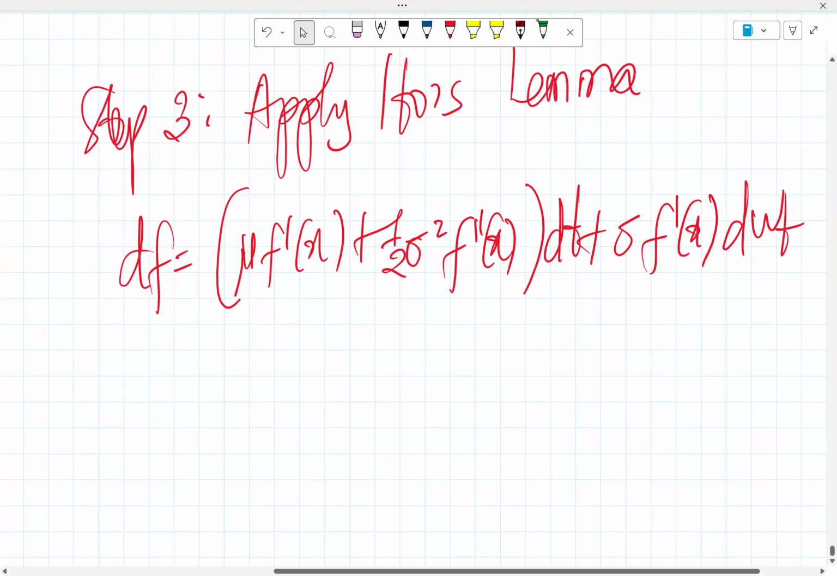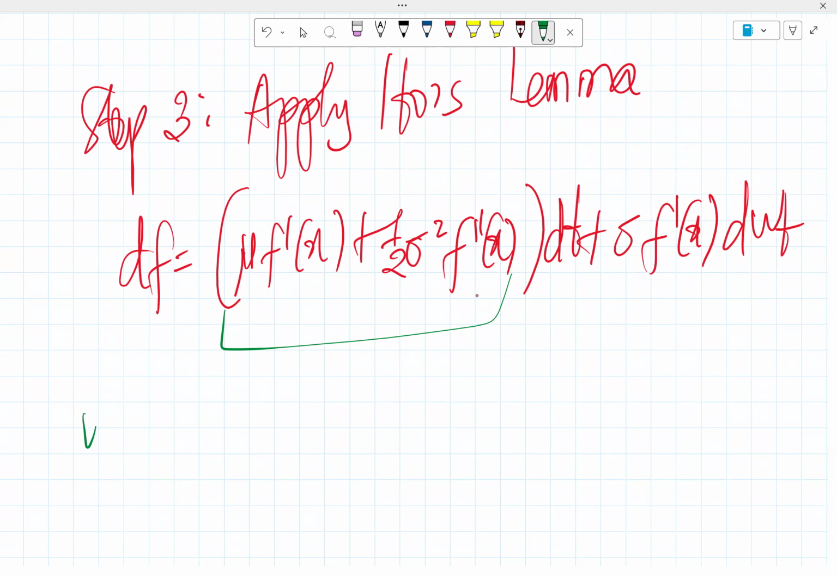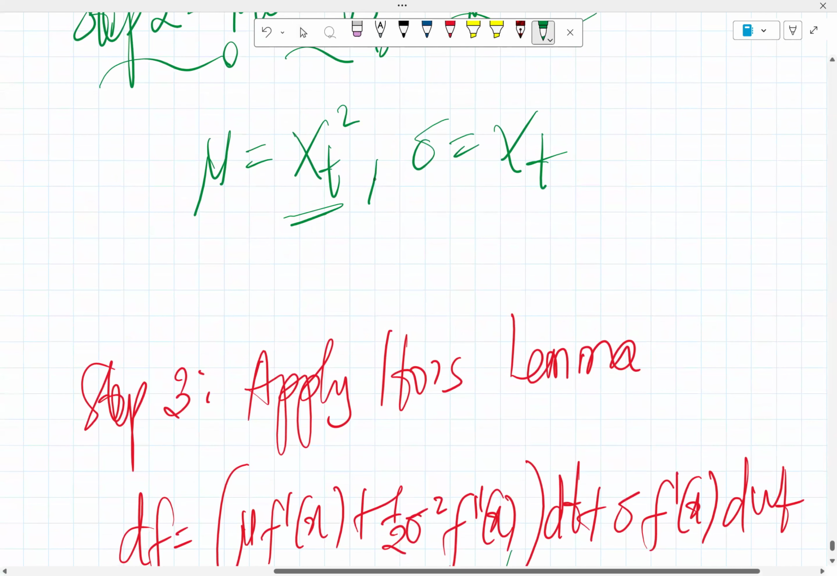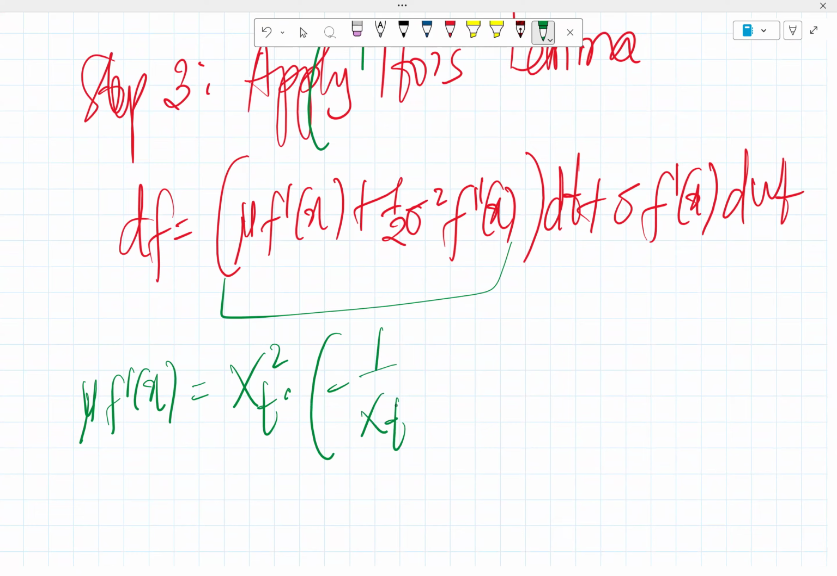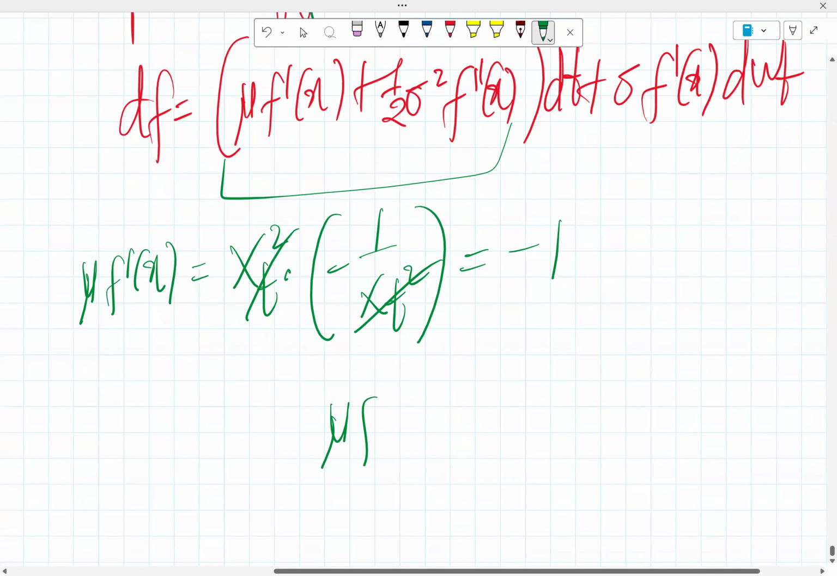So we then have the first term now. See this first term here, that is mu f prime of x. Already we know mu to be xt squared here. So mu is xt squared. So we have xt squared. Then f prime of x is minus 1 over xt squared. So this cancels out and we just have minus 1 for that first part. Or if I may write it out more carefully, mu f prime of x is minus 1.